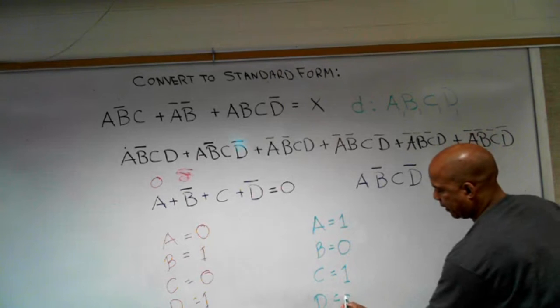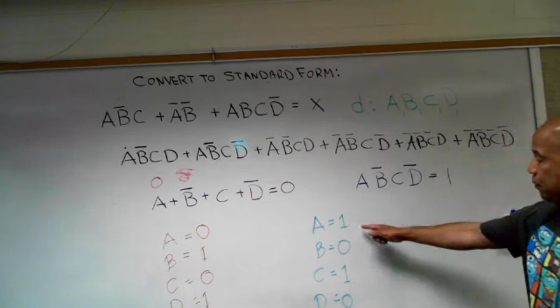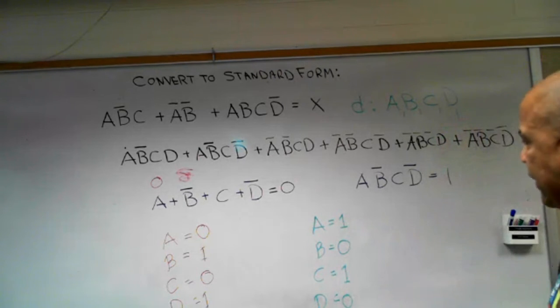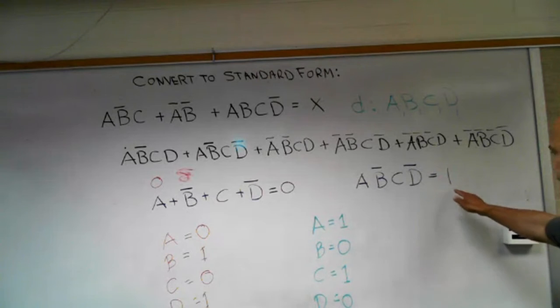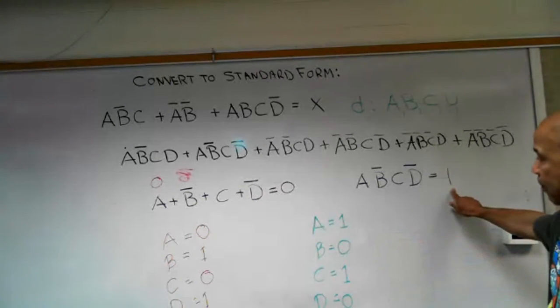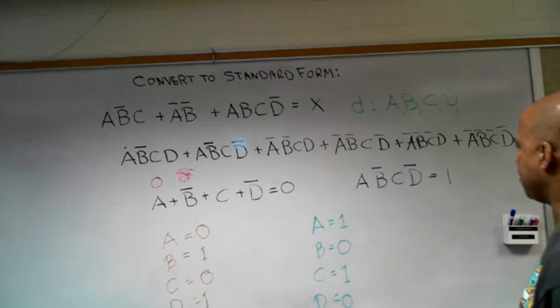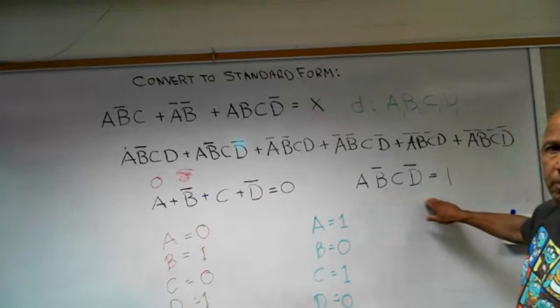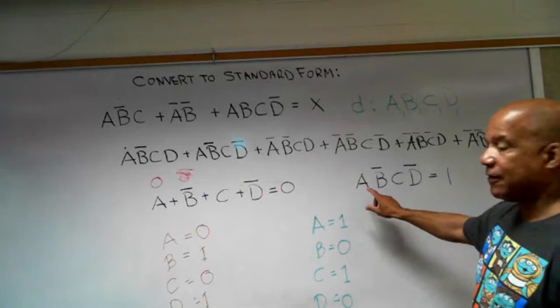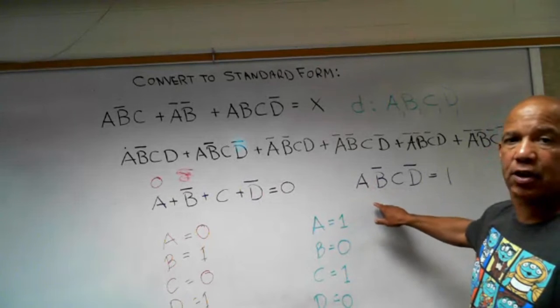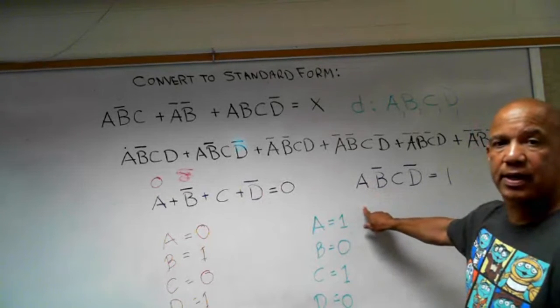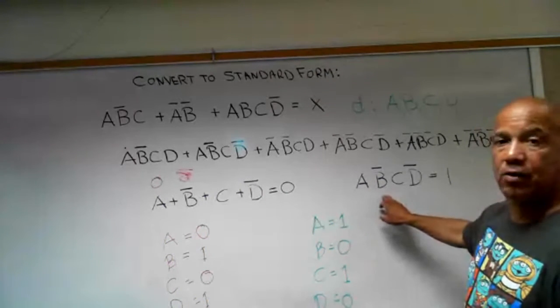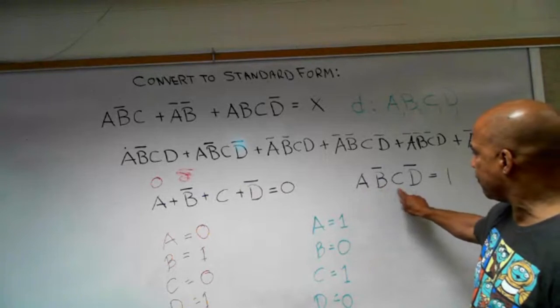And D needs to be a 0. If you put the values in A, B, C, and D into that expression, it will evaluate to a 1. But notice that you can quickly get this value if you just look at that term: any variable that's listed in the term, just write that as a 1. And if it's a complement, write that as a 0.